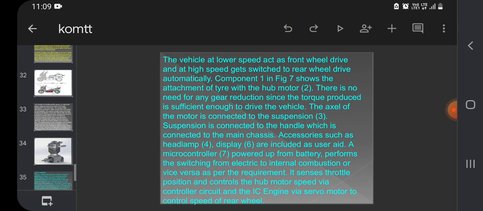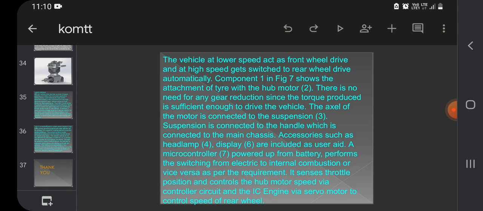Vehicle at lower speed acts as front wheel drive and has a straight gear to switch to rear wheel drive automatically. The figure shows the attachment of tire with the hub motor. There is no need of any gear reduction since the torque produced is sufficient to drive the vehicle. The axle of the motor is connected to the suspension, and suspension is connected to the handle which is connected to the main chassis. Accessories such as headlamp and display are included as user aid.